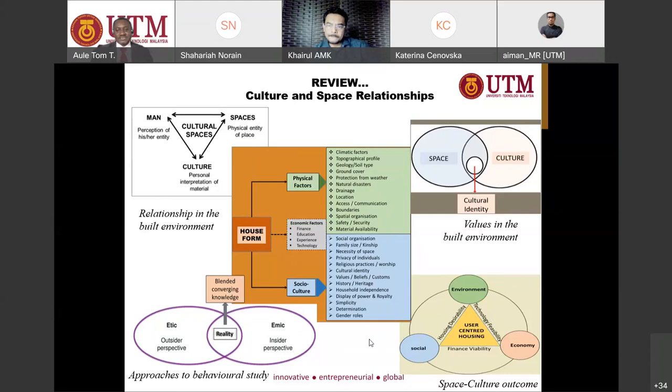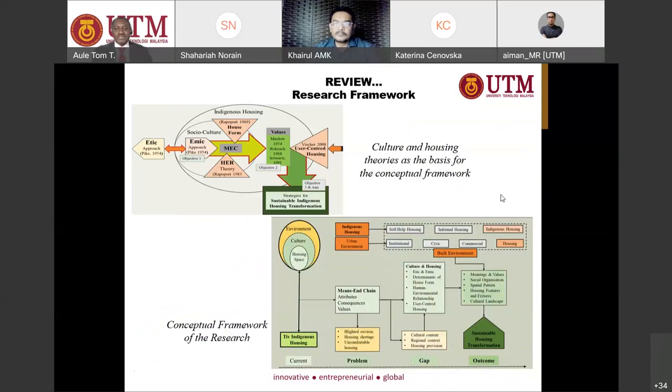So in informing the conceptual framework for the study, the culture and housing theories were used as a basis: the etic, the outsider view of the housing, and then the emic, or what the people themselves view of the housing, which can be sieved through the means-end chain theory to extract the sociocultural values of the people, also sieving through the house form theory of Rappaport and the human-environment relationship, to at the end find the sustainable indigenous transformation strategies.